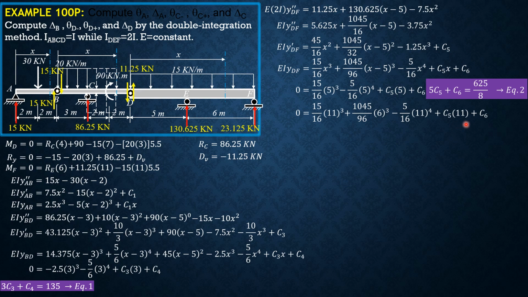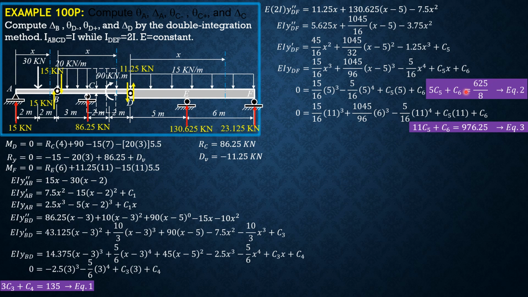So simplifying this equation, 11 c sub 5 plus c sub 6 equals 5 over 16, 11 to the fourth, minus 15 over 16, 11 cubed, minus 1045 over 96, 6 cubed, and that is 11 c sub 5 plus c sub 6 is equal to 976.25. Call that equation 3.